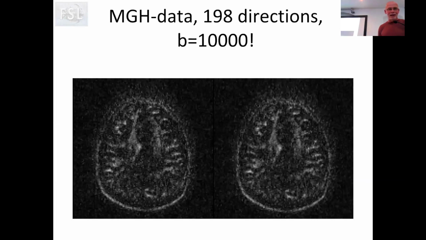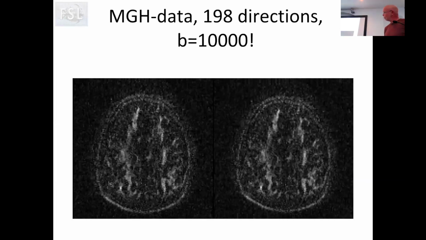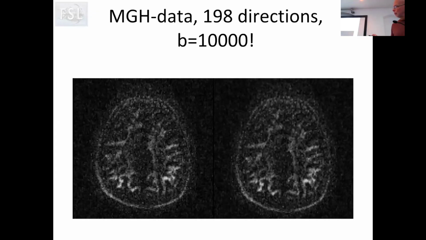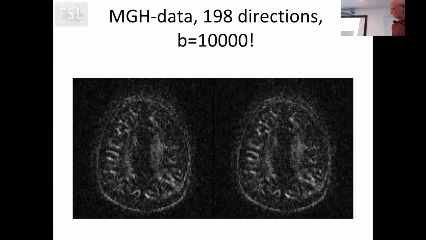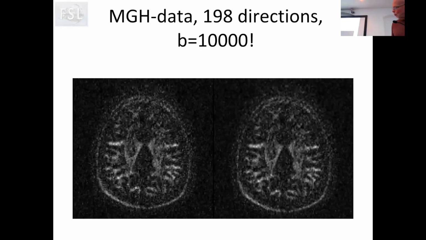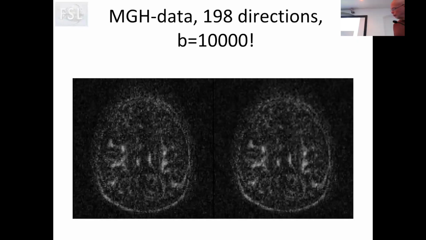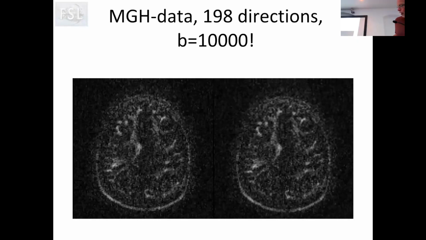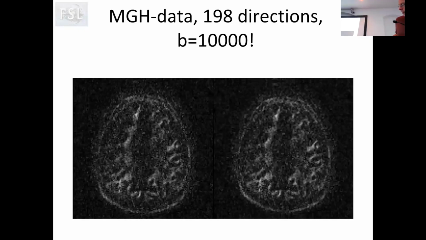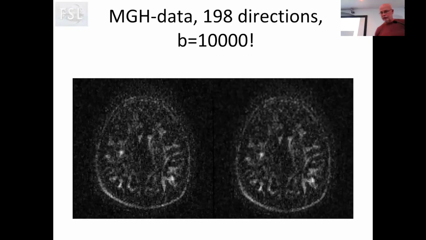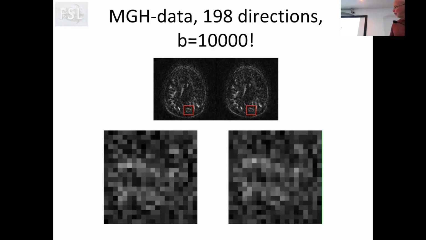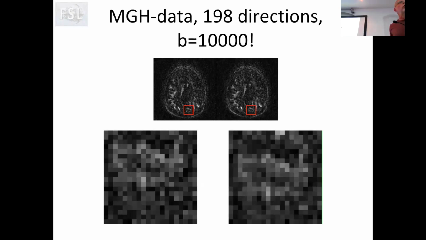Interesting. Okay, so back to the data. This is some MGH data, 198 directions, b-value 10,000, which is quite high. This is before correction. This is after correction. It's quite hard to see what's going on here, but I will ask you to look specifically at this little sulcus here. For the next slice, we have blown this up, and what you're going to need to do is squint.